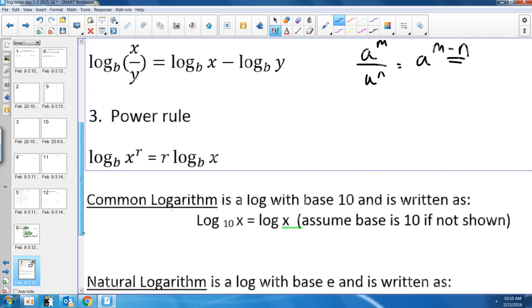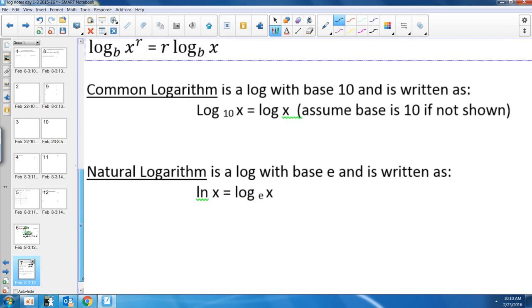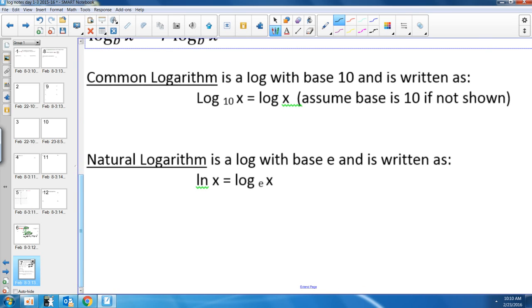Then you need to know the difference between a common and a natural log. A common log is always base 10. You're going to see that they don't write base 10 all the time. It's kind of like the sine of x, they write it as S-I-N-X, not S-I-N-E, or 1x, you write it as x. Same idea here. The common log is always base 10. If they leave it out, it's assumed to be base 10.